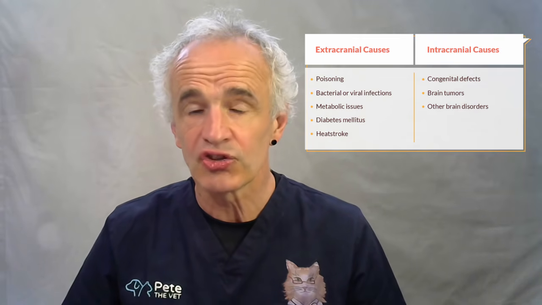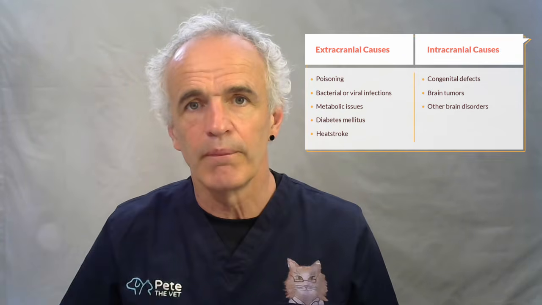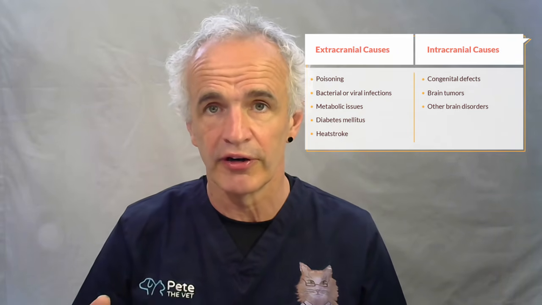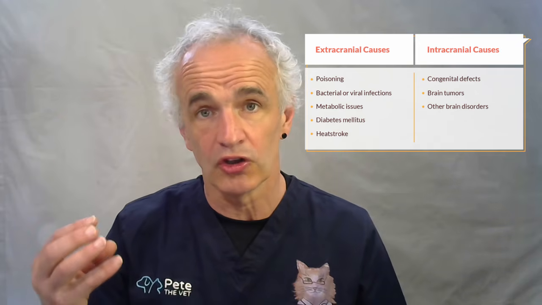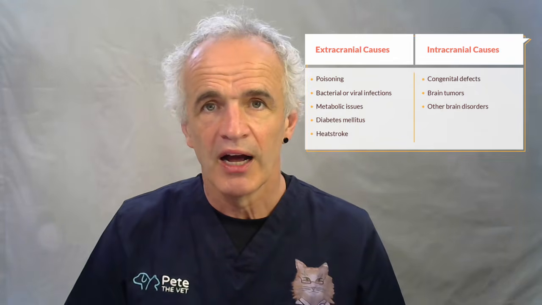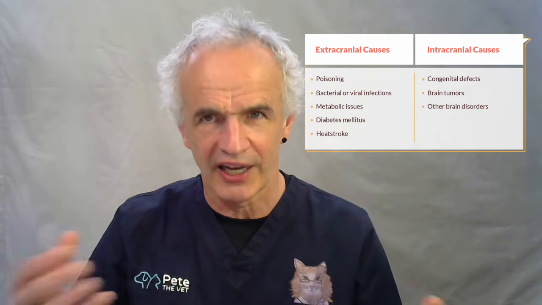So that's the extracranial causes. Then there's the intracranial causes, and that means things inside the brain. So there could be, for example, a young cat born with a brain that's congenitally abnormal, such as cerebellar hypoplasia, or an older cat that could have a brain tumor that's putting pressure in the brain that's causing this to happen. And there's a lot of other causes as well of just different brain diseases which can lead to seizures.